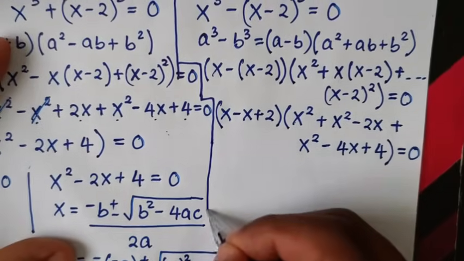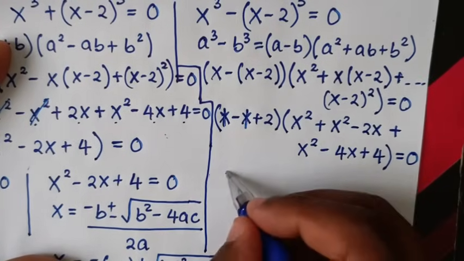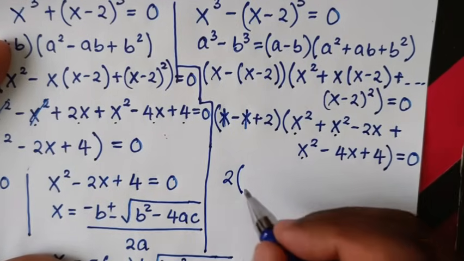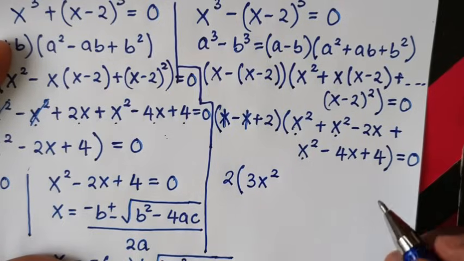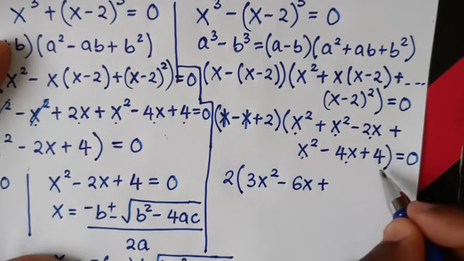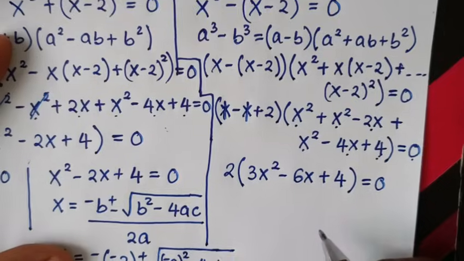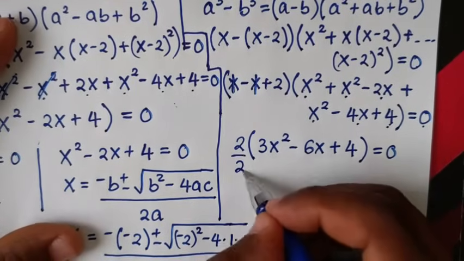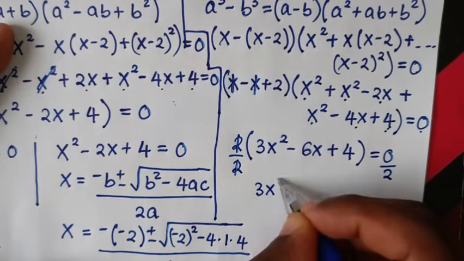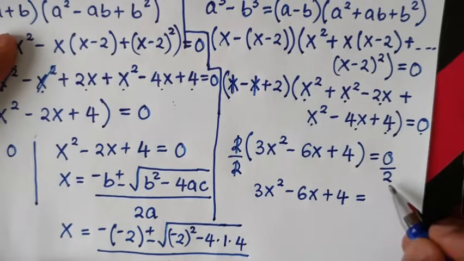Then here x minus x is 0, so this cancels, so we are left with 2, then in the bracket x squared plus x squared plus x squared is 3x squared, then negative 2x and negative 4x is negative 6x, then plus 4, and this is equal to 0. Then we divide by 2 in both parts. So this and this will cancel, so it will be 3x squared minus 6x plus 4 is equal to 0 divided by 2, which is 0.